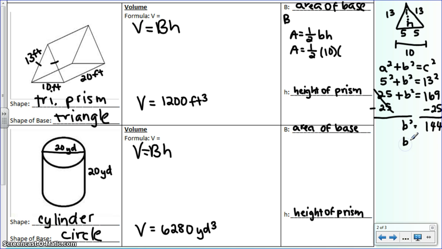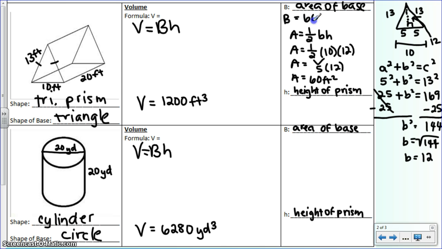144. So when I take the square root of 144, I'm trying to ask myself what times itself gives me 144, so the answer is 12. So that means that the height of this triangle right here is 12. So that's all to solve just for the height of that triangle. Well, I know that half of 10 is 5, and I still need to multiply by that 12. So the area of this triangle part of the triangular prism is 60 feet squared.